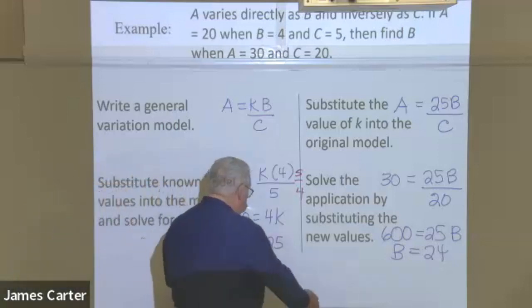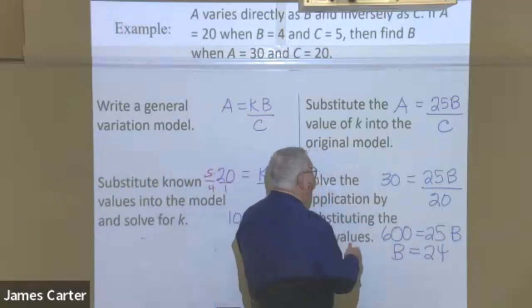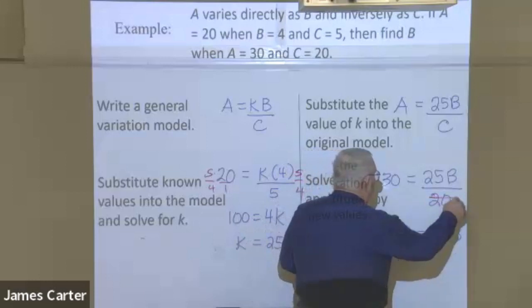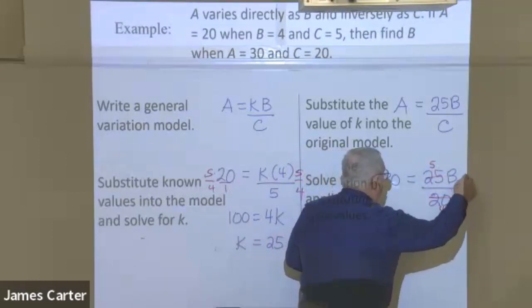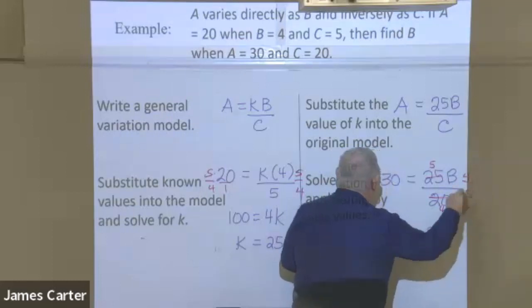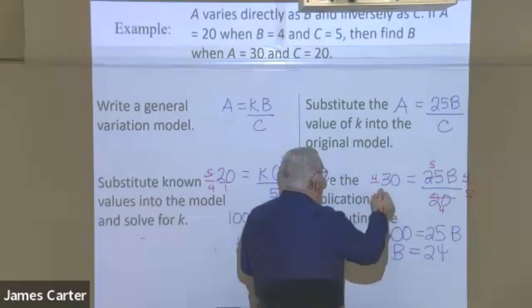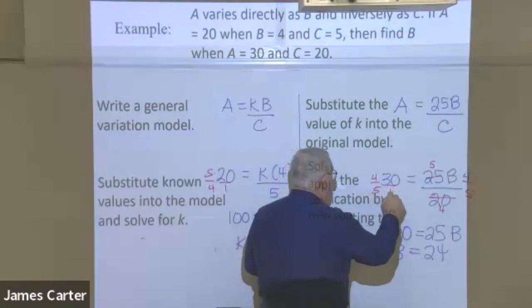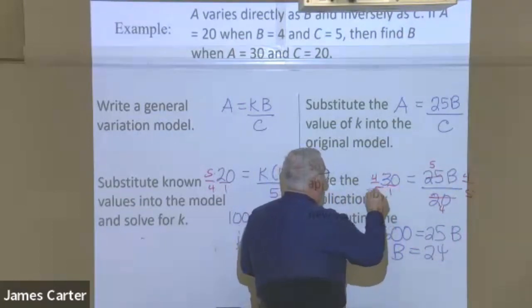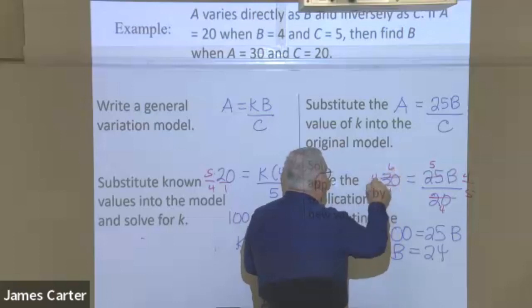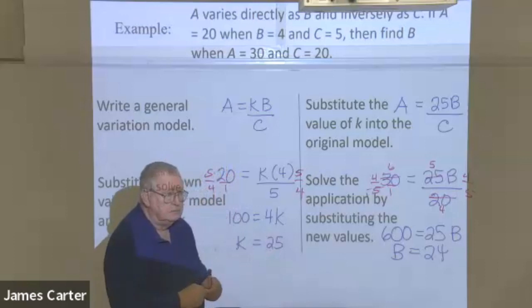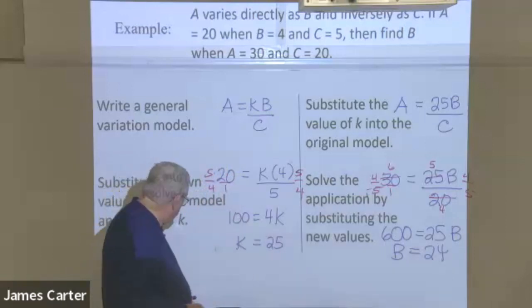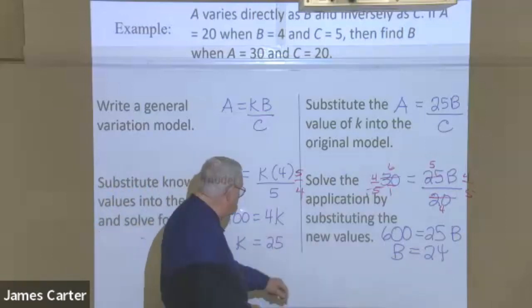And as an alternative method, you could have reduced this to 4/5 and then taken 4 this, 4 this. 5 goes into 30 6 times. 4 times 6 is 24. Could have done that as an alternative method.